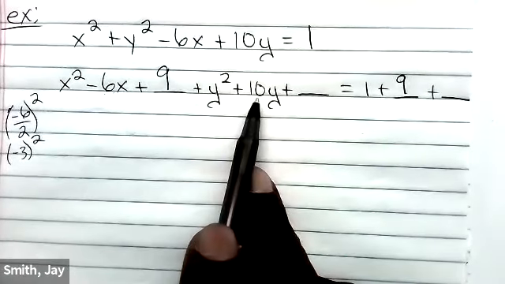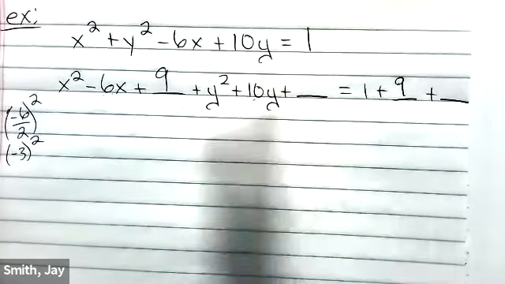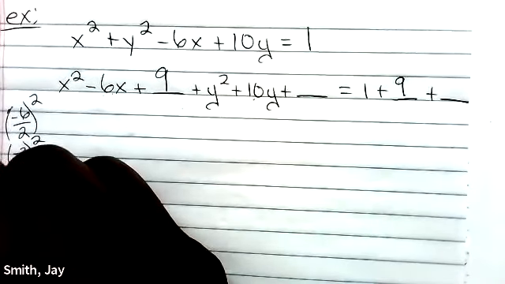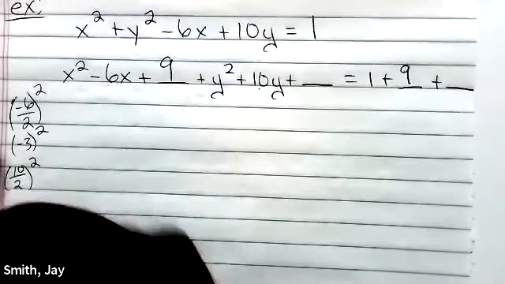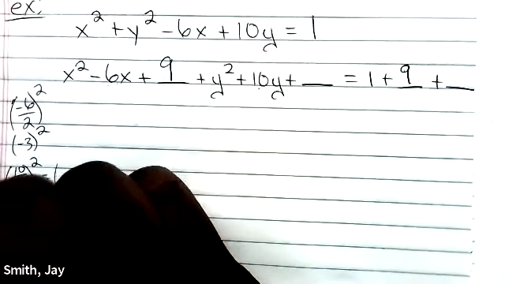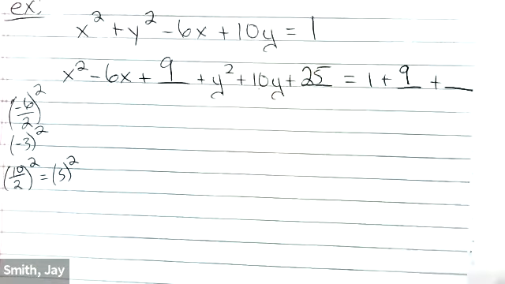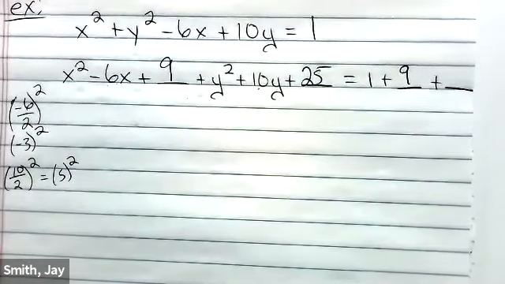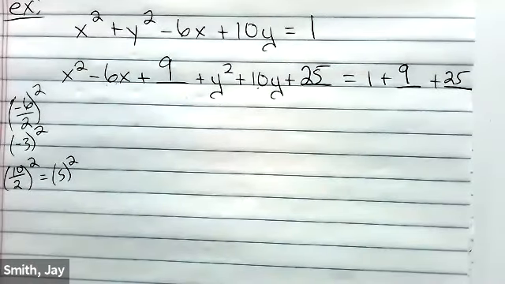And do the same thing with our y term. The coefficient in front of our y is 10, so we're going to take half of 10 and square it: (10 divided by 2) squared. That's going to give me 5 squared, because we know 10 divided by 2 is 5. So we're going to have to add 25 to make it a perfect square trinomial. And if we do it to one side of the equation, we do it to the other side as well to keep the equation balanced.